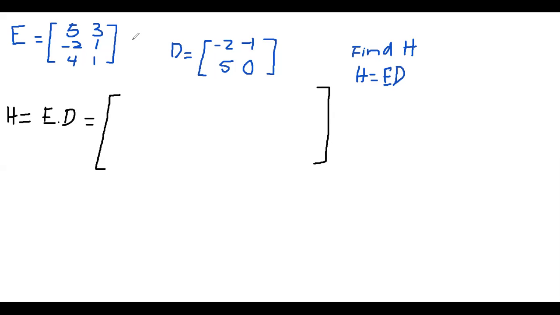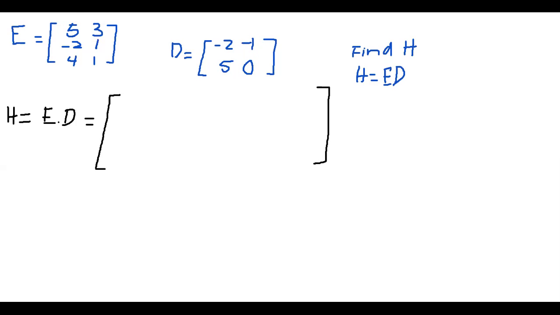Whenever you multiply matrices, you always want to take the first row of the first matrix times the first column of the second matrix. That gives this first number right here. The next number will be the first row multiplied by the second column of the second matrix. And we'll keep going like that.